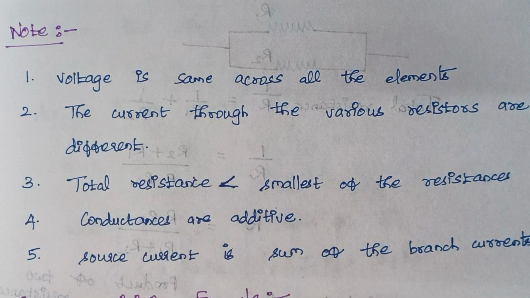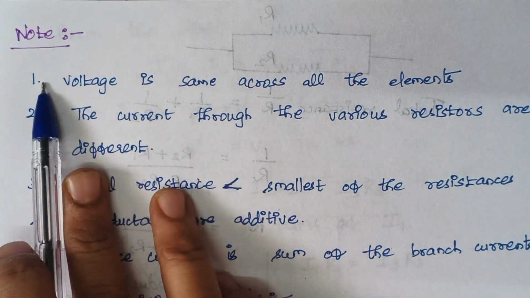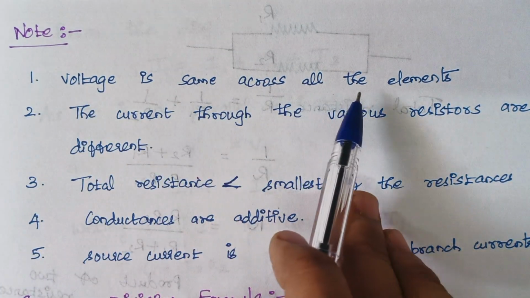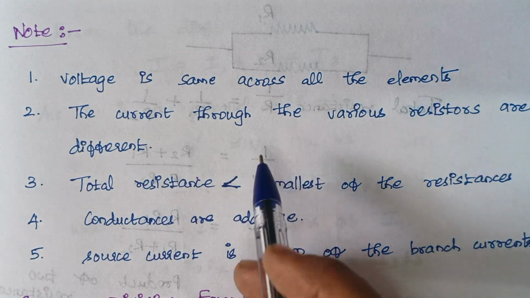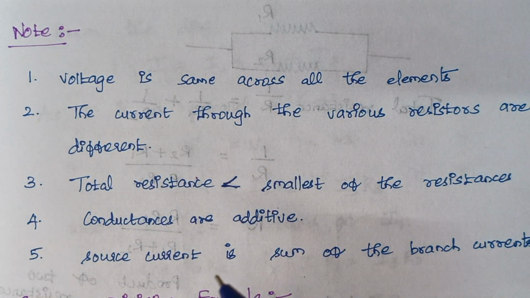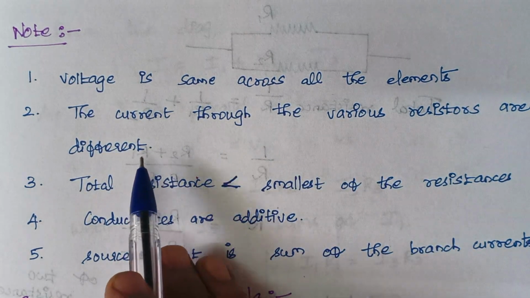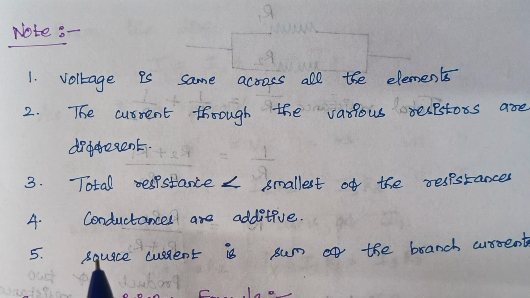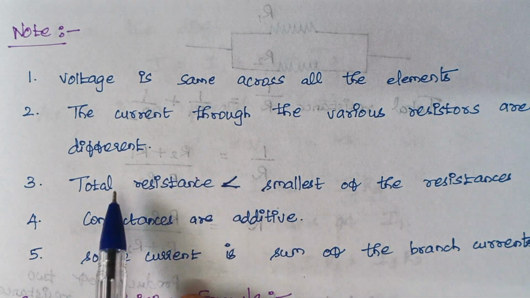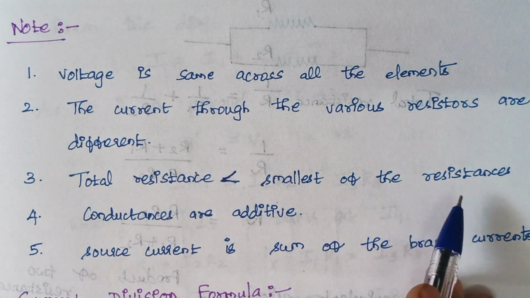Right. So here are some points to be noted in parallel connection of resistors. The first point is that voltage is the same across all the elements. Just now we have discussed that the voltage is the same for R1, R2 and R3. And the currents through the various resistors are different. Here the current flowing through the resistors differs. And the total resistance is less than the smallest of the resistances.